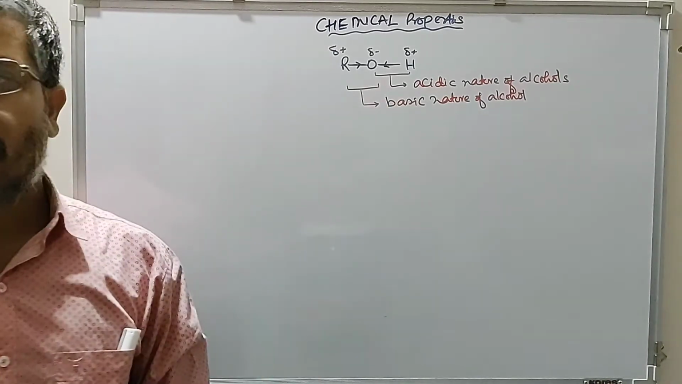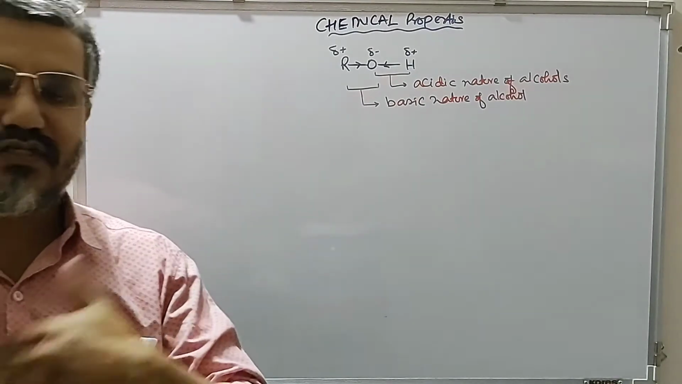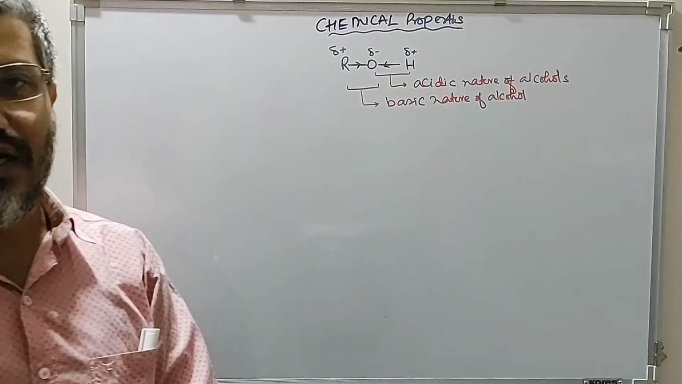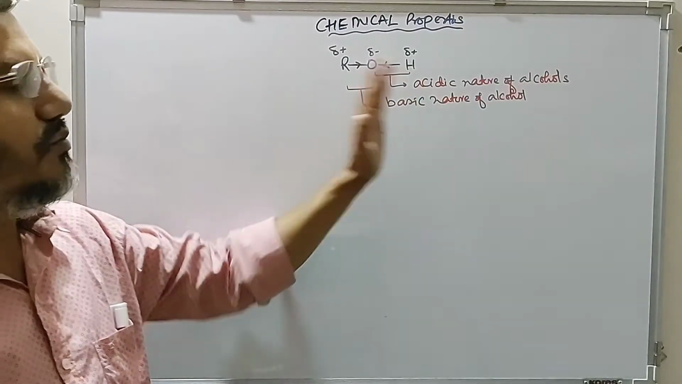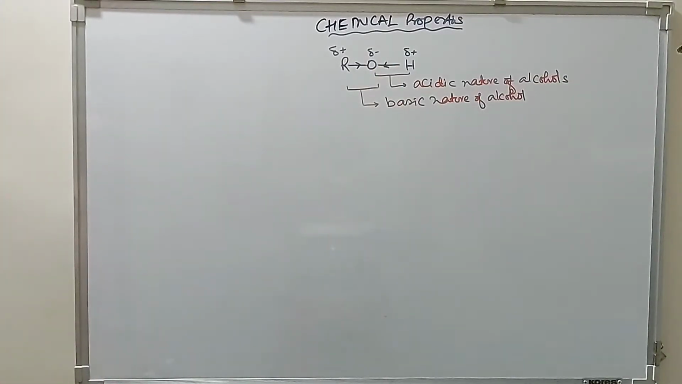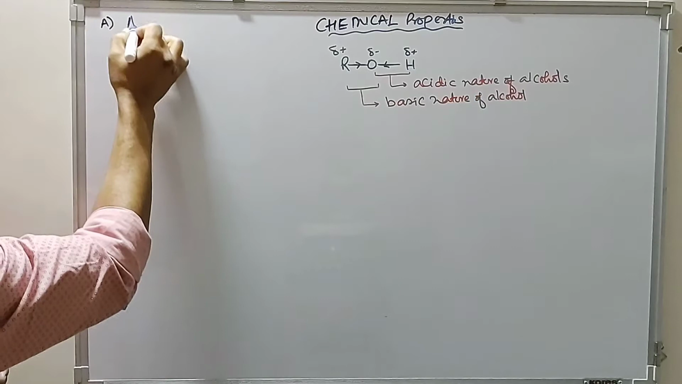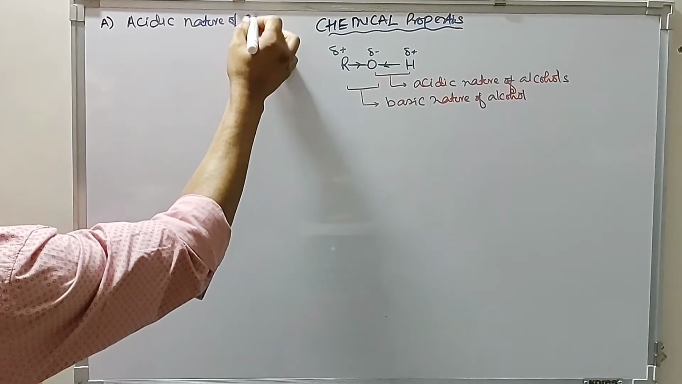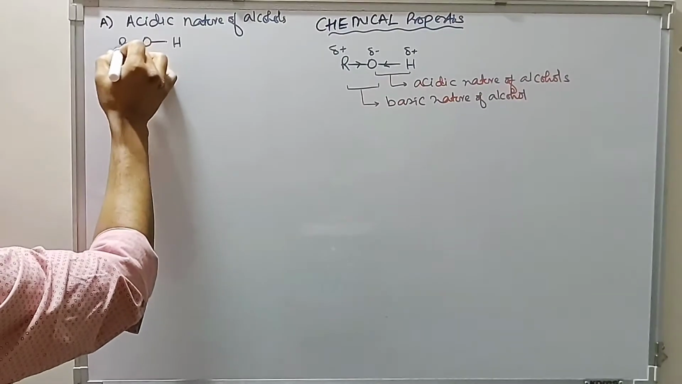So apart from breaking of the O-H bond and R-O bond, alcohols also show some other reactions like oxidation, reduction, and reactions at the alkyl part. But the most important reactions are breaking of the O-H bond and breaking of the R-O bond. So first we'll take up breaking of the O-H bond, that is the acidic nature of alcohols.